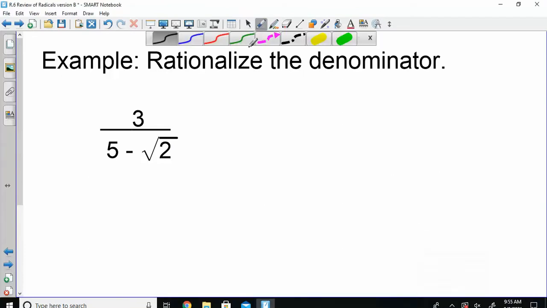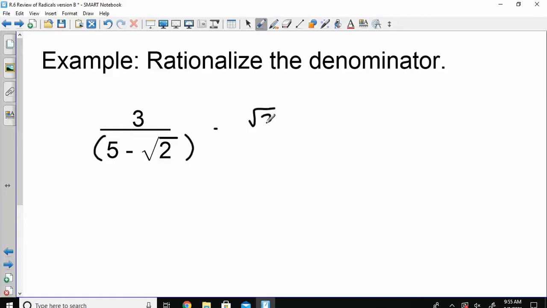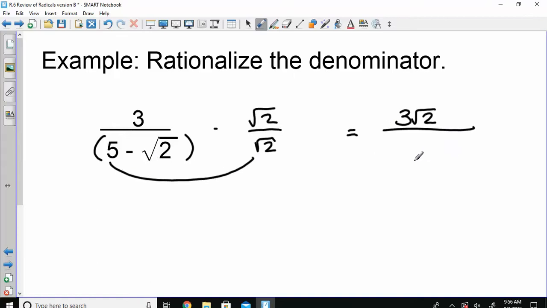So, it's still 2 terms, but just 1 radical. If you only multiply by the square root of 2, on the bottom, 3 times the square root of 2 is just 3 square root of 2. Sorry, on the top. On the bottom, you have to distribute. What's 5 times the square root of 2? 5 radical 2. Minus the square root of 4.